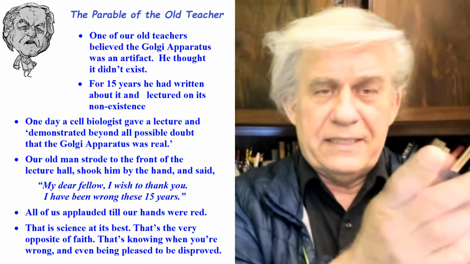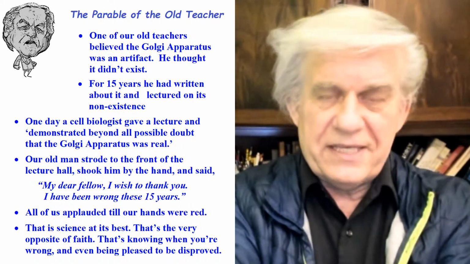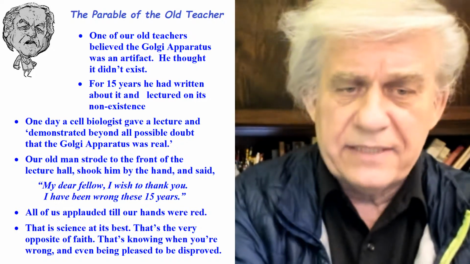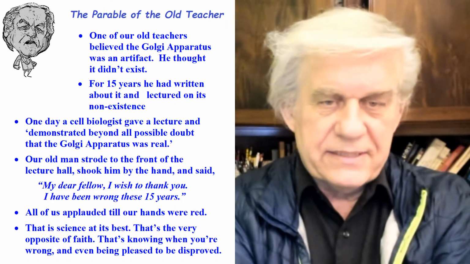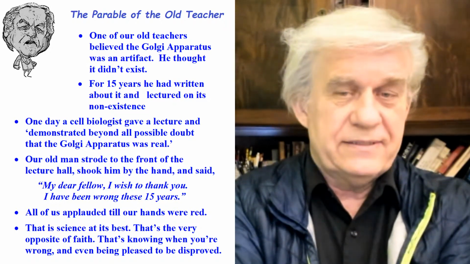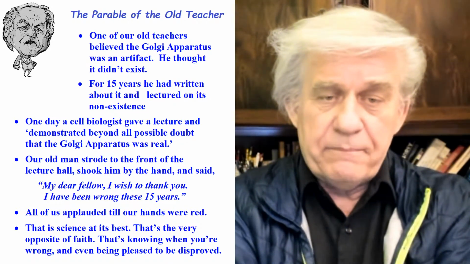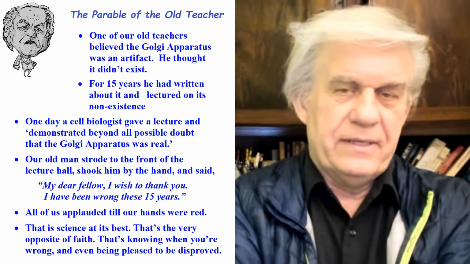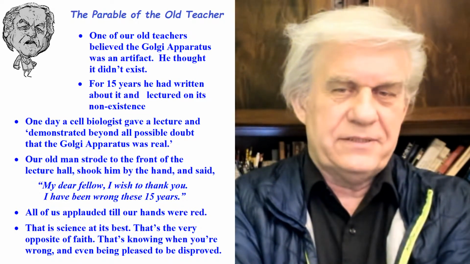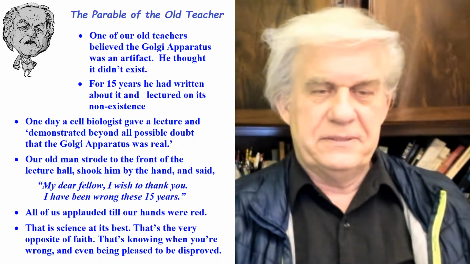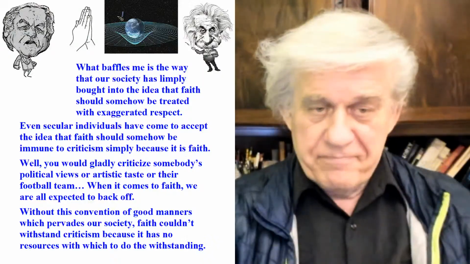Okay, and so good old Dawkins uses this as an example of what science is all about. He said that is science at its best, and he says that's the very opposite of faith. That's knowing when you're wrong and even being pleased to be disproved. So there you have it in a nutshell, Dawkins' view of what science is and what it's supposed to be and what it's all about. Okay, and yeah, we have a little problem with all that. I'll get to that today, and that's what the talk is about essentially.